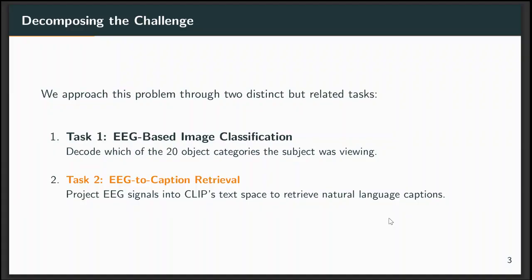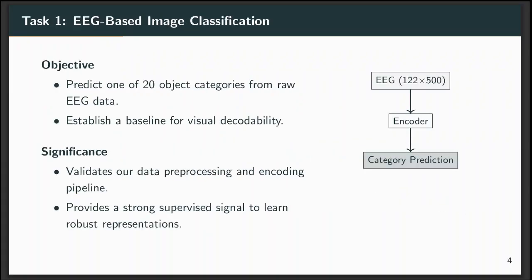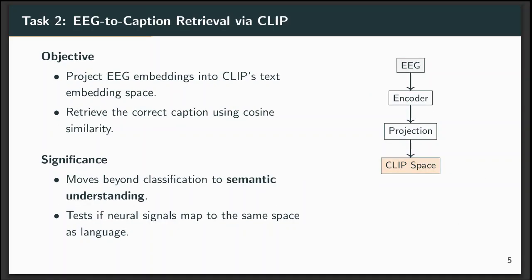Let's look at the project tasks. We broke this challenge into two distinct tasks. The first task is our baseline. We train an encoder to classify images into 20 categories, ensuring we can extract discriminative features from the raw EEG. Task 2 is the main contribution, projecting those EEG features into CLIP text embedding space to retrieve the correct caption for a given visual stimulus.